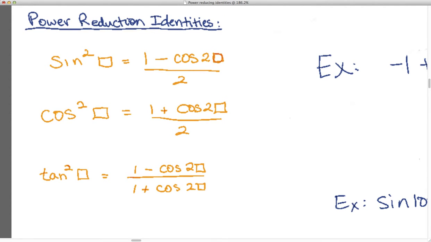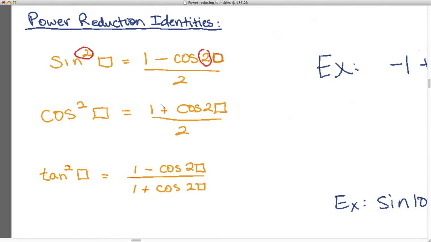Today we're going to look at the power reduction identities. These identities are important not only in pre-cal and trig, but also in calculus when you're integrating. These are very useful. So the main thing here is that we're going from a squared to a 2 here. Okay? So let's see a couple ways in which these three identities can be used.